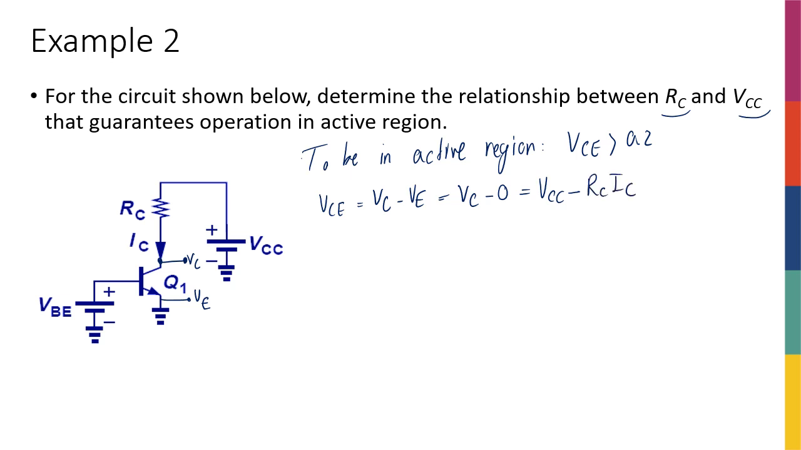Just use the KVL. Now, this tells me that I need to make sure that VCC minus RC IC is always greater than 0.2 volts to make sure that I'm in the active region, okay? So remember that.